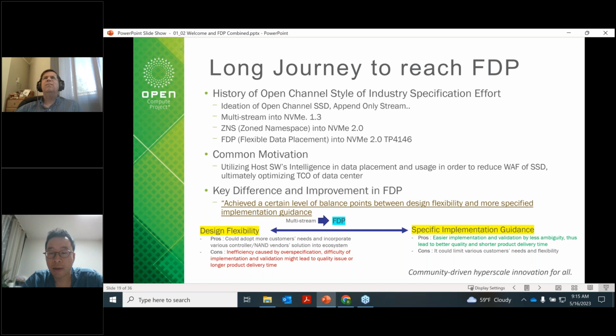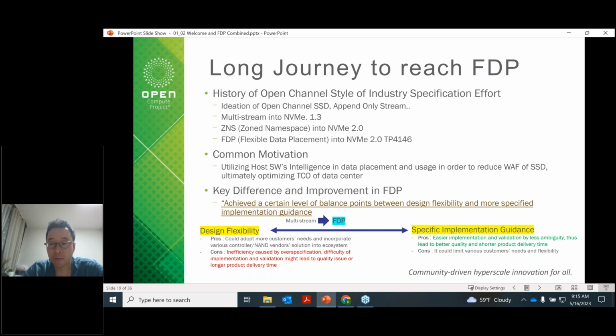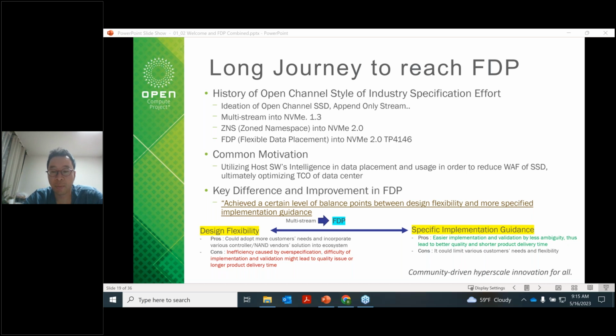Hi everyone, I'm Jamie Song from Fadu Technology, and it is a great opportunity for me to have a talk in OCP Storage Tech Talk. I'd like to share some ideas on FDP from a supplier's point of view regarding its key difference compared to other stream interfaces, and one suggestion for its broader industry adoption. There has been quite a long history of open-channel style industry specification efforts, including multi-stream, ZNS, and finally FDP, ratified into NVMe in 2022. I will not explain further the common motivation of this spec because it is already covered many times.